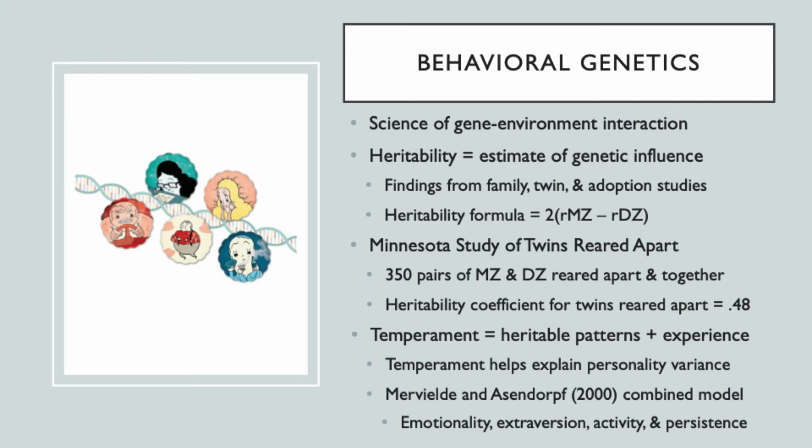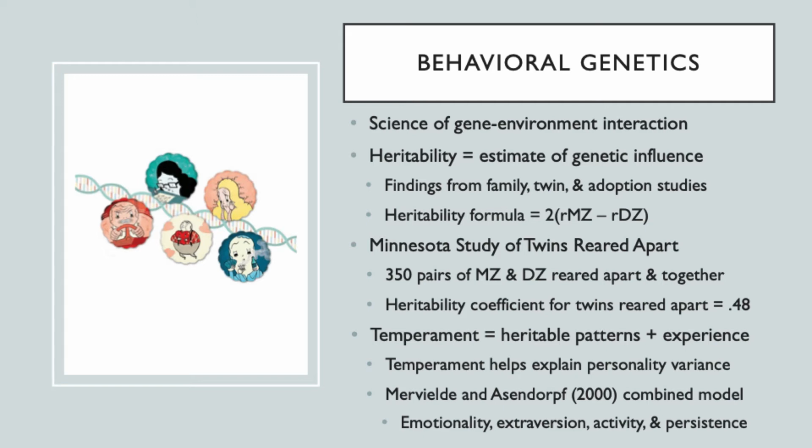There are many models of temperament, one of which was put forth by Merveld and Asendorf in a book chapter they published in the year 2000. They attempted to combine findings from Thomas and Chess, Buss and Plomin, and Rothbart, who each had pretty popular but separate models of child temperament. They concluded that the common dimensions across these 3 models are emotionality, extroversion, activity, and persistence.